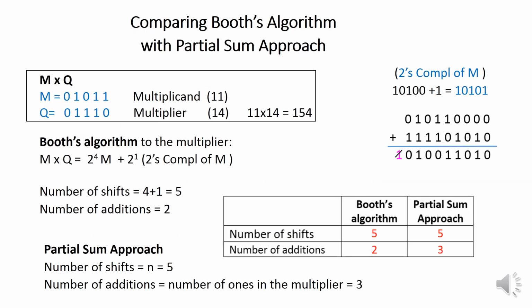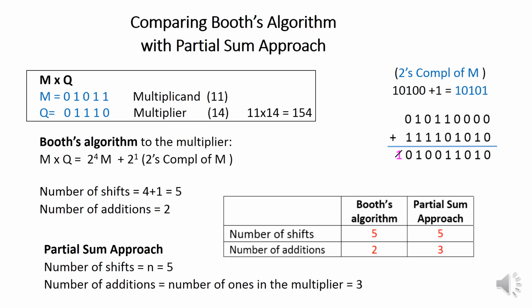If you review the operations that we have just made, you will find that in the case of the Booth's algorithm, we have made 5 shifts: 4 shifts to the left for the term 2 to the power 4, and 1 shift to the left for the term of the 2's complement. And the number of additions we have made are 2: 1 addition to add 1 to make the 2's complement, and 1 final addition to add the 2 terms.